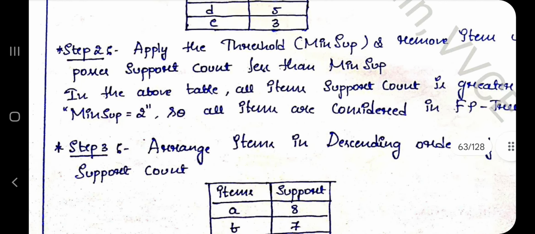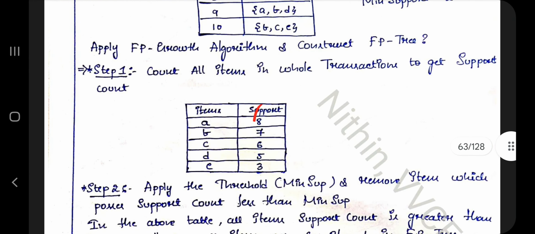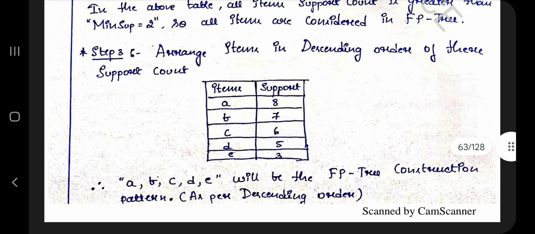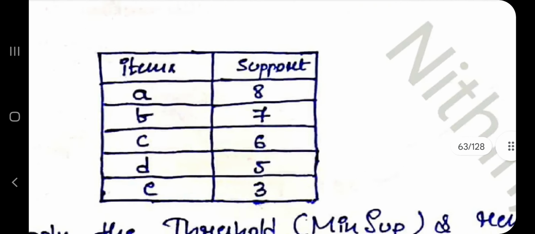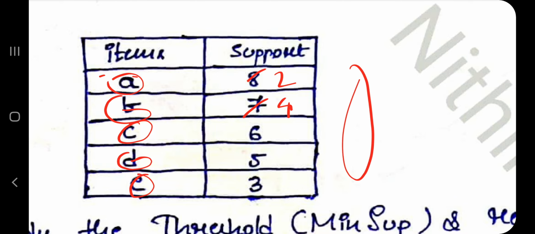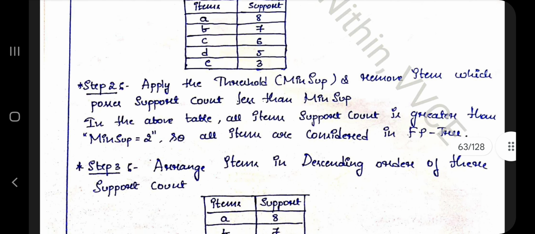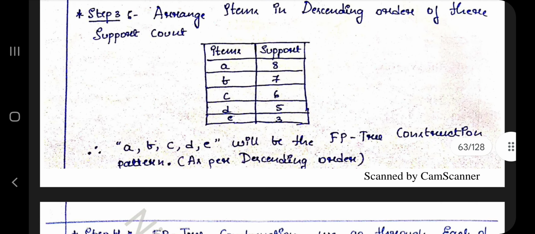After you have done this, arrange in descending order. Here it's already in descending order, so we'll leave it as such. If it was not in descending order, for example, if A was 2 and B was 4, then the most frequent is C, then D, then B, then E, then A. That would be the order we write. But since it is already in alphabetical and descending order, we'll leave it as such and proceed further with step number 4.